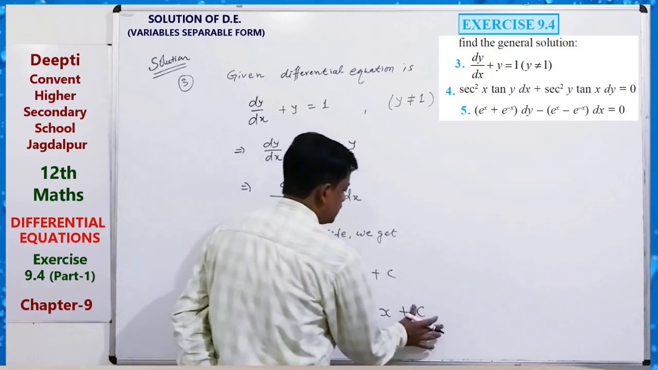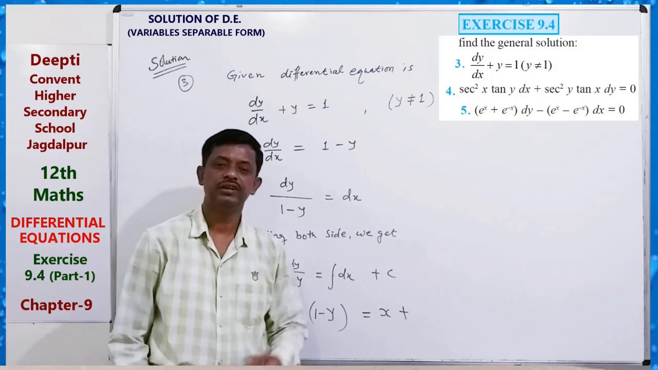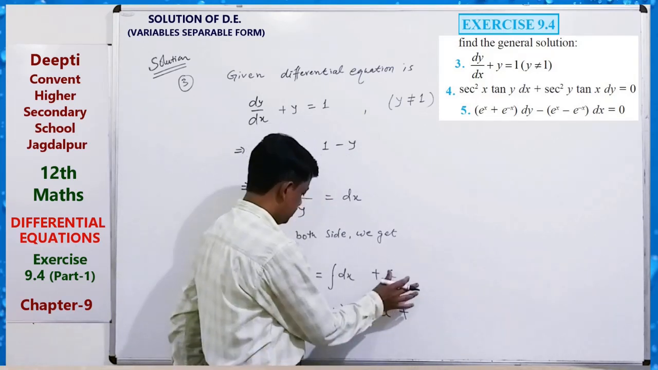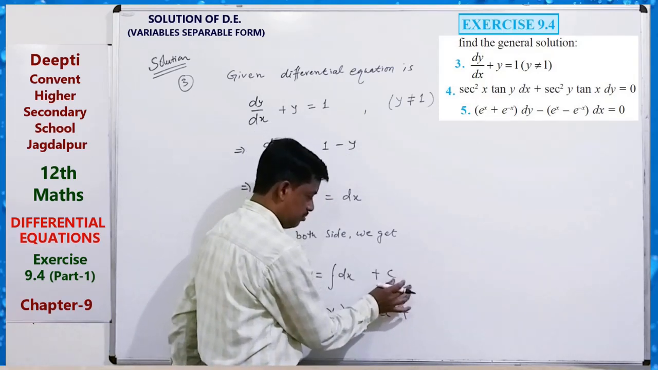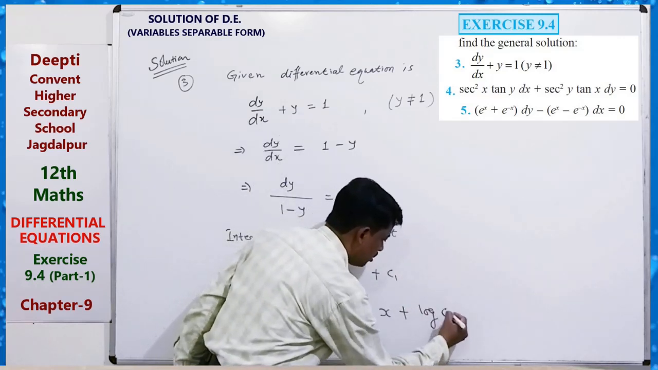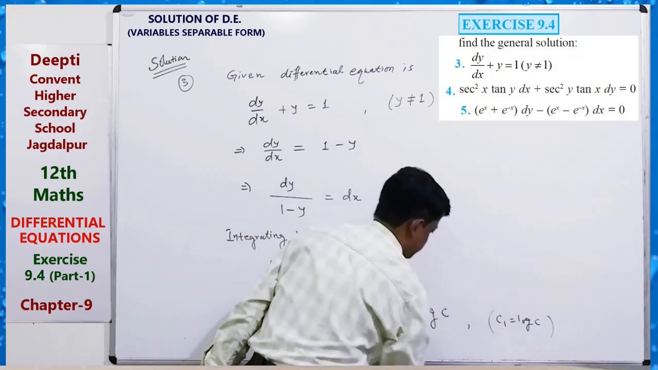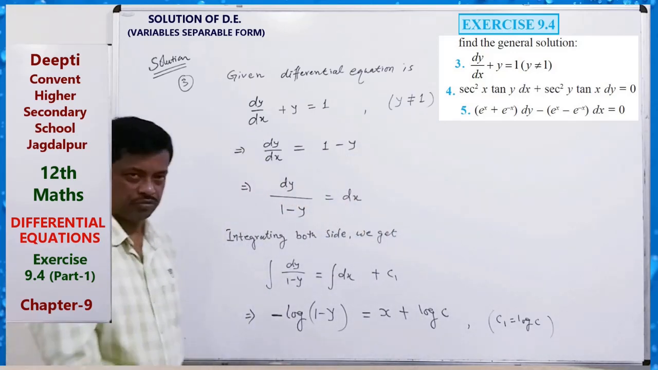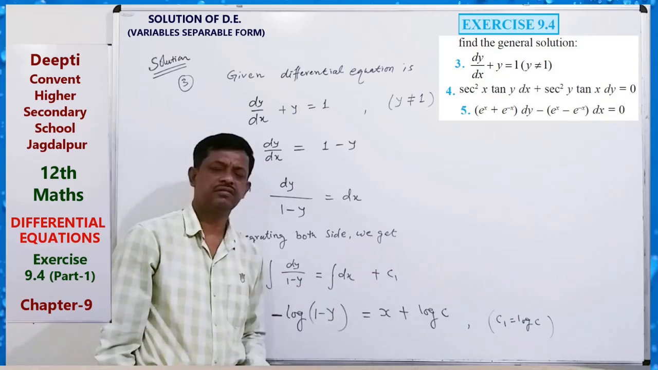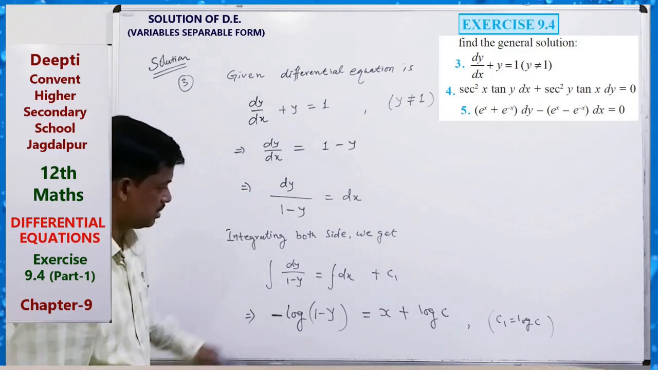Or we can set, when there is a log, the constant as a log of c. So here, if we take this as c1, any constant, then c1 can be taken as log c. We just write here c1 equals log c. Because this is a log, if there are one or two logs, we can adjust our constant by taking the log of some constant. Okay, just like this.